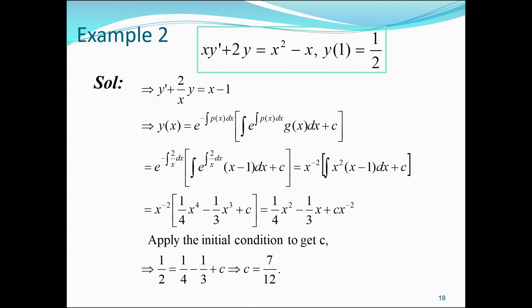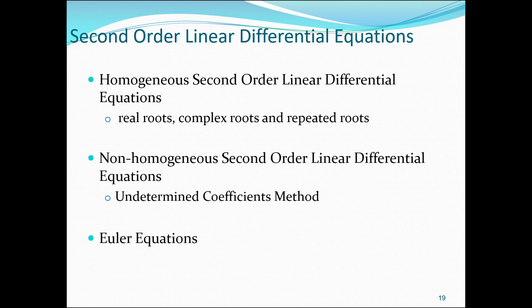So applying the given condition, that is y of 1 equal to 1 by 2, that is x equal to 1. So y of 1 equal to 1 by 2. Therefore the LHS becomes 1 by 2. In the RHS, 1 by 4 into x squared, that is 1 squared, again 1, minus 1 by 3 into 1 plus c into 1 power minus 2. So we get c equal to 7 divided by 12.